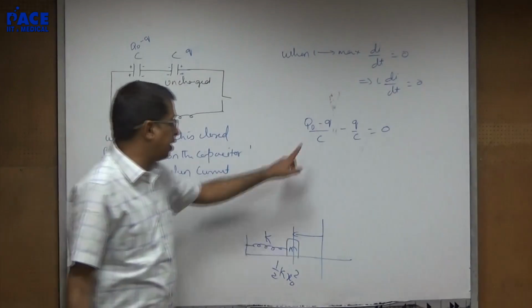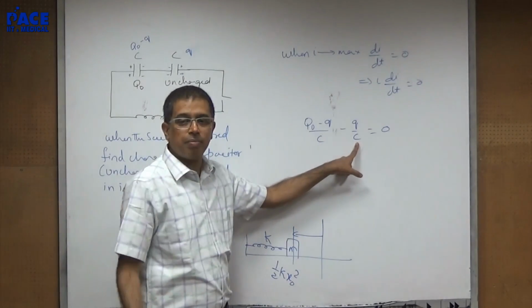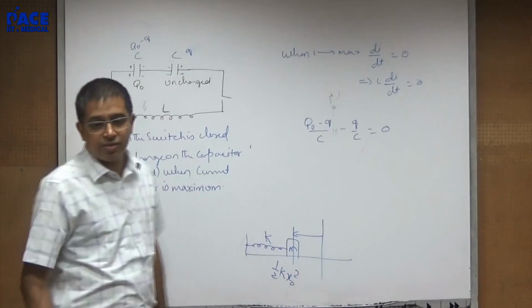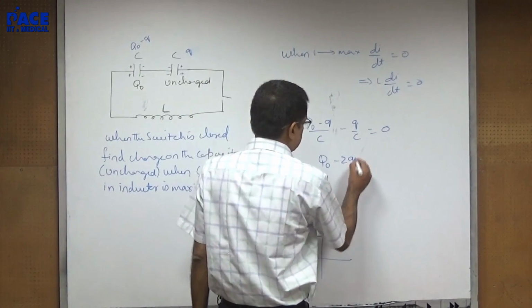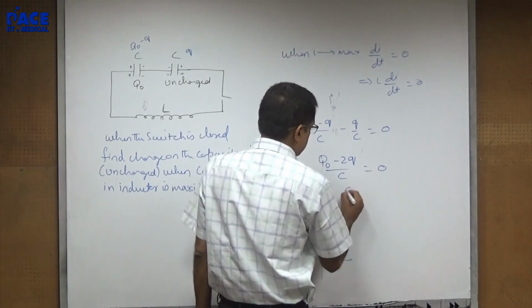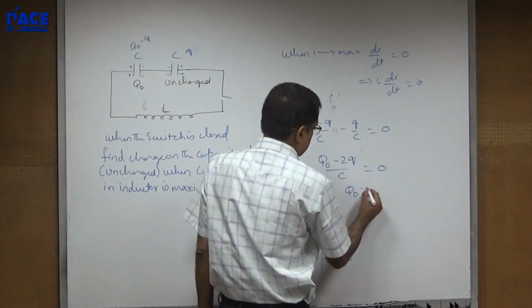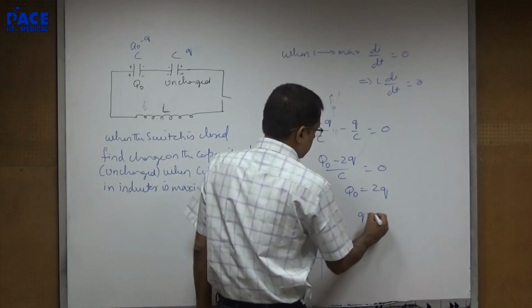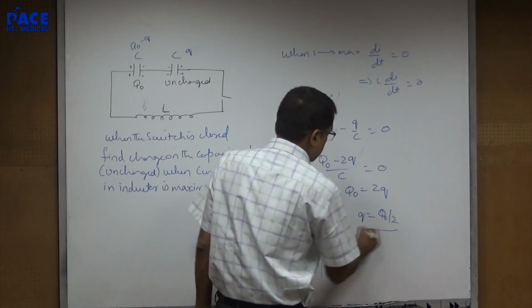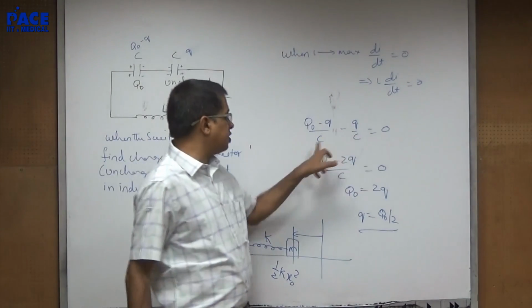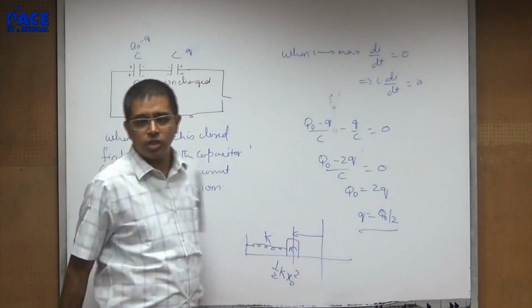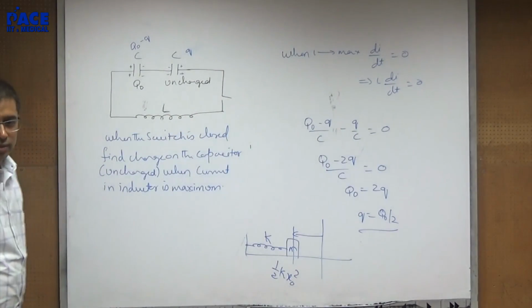To make my life simple, I have taken the same capacitors. They can give you different capacitors as well. Now once that's done, Q naught minus 2q by C is 0. Q naught is equal to 2q. q is equal to Q naught by 2. If they give you C1, C2, the ratio proportionally changes.